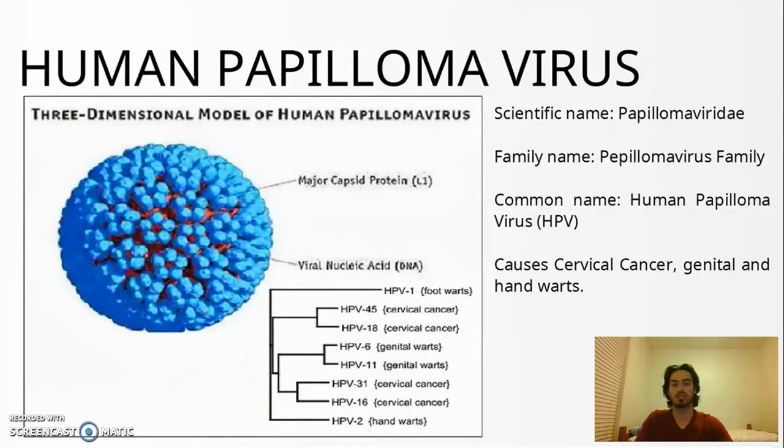So HPV is human papillomavirus. It's a member of the family Papillomaviridae, and it's a class 1 virus, so it has double-stranded DNA in its genome. It's encased in an icosahedral capsid with different proteins on the outside. Those proteins are usually used for attachment and entrance into the cell, and to infect the cell. It does not have a lipid bilayer.